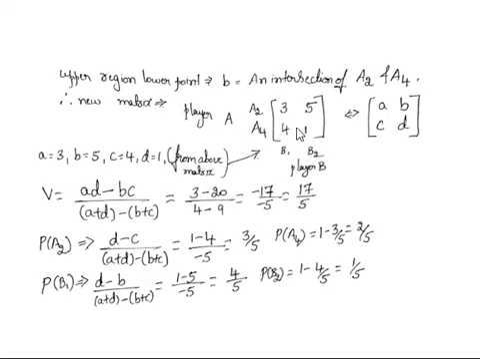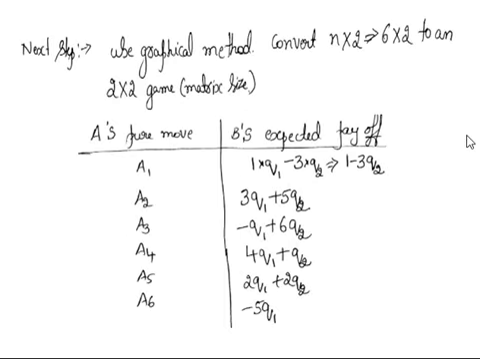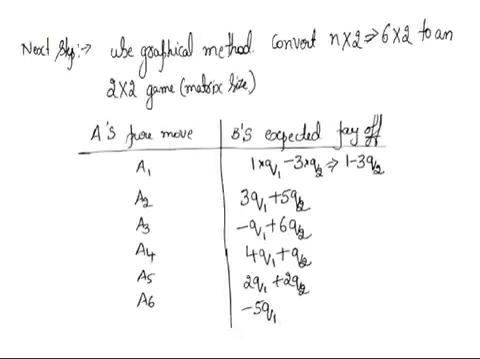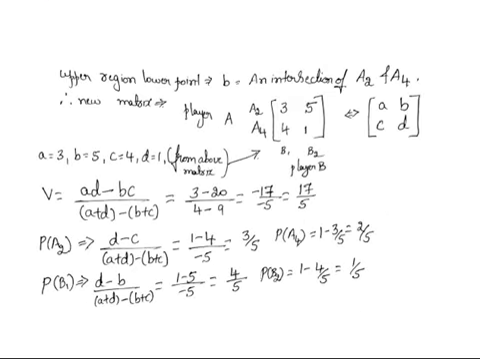Now we have converted our given problem of 6 cross 2, that was the original matrix, into 2 cross 2. The original matrix given was 6 cross 2, 6 rows and 2 columns. Now it has been reduced to 2 cross 2. So we have brought a 6 cross 2 matrix to a 2 cross 2 matrix using the graphical method, and we are comparing the values. We have written a matrix A, B, C, D, and we are comparing the values. Those compared values we have written here.